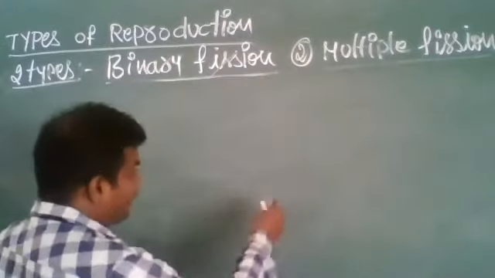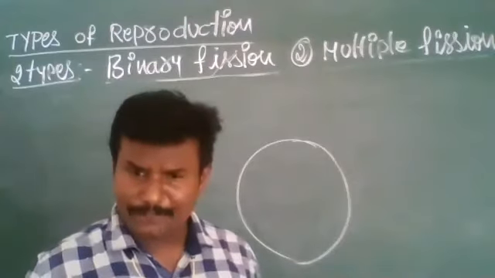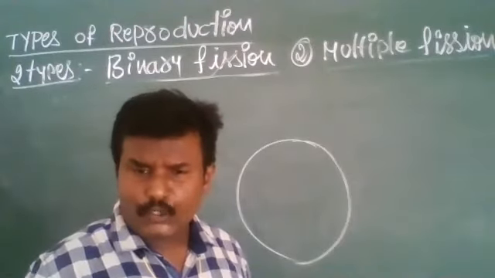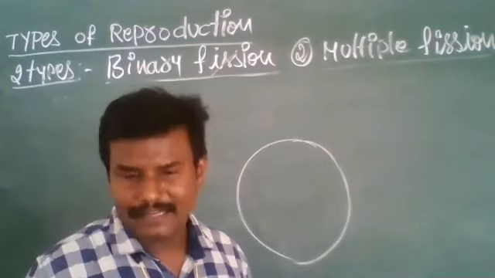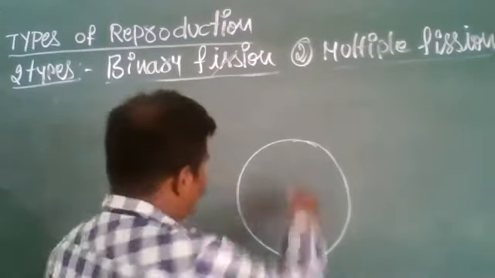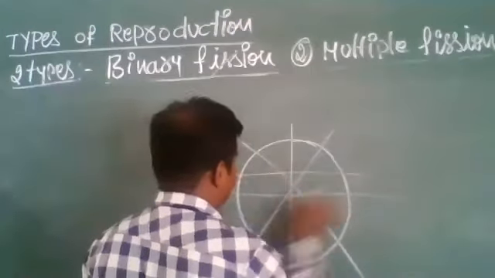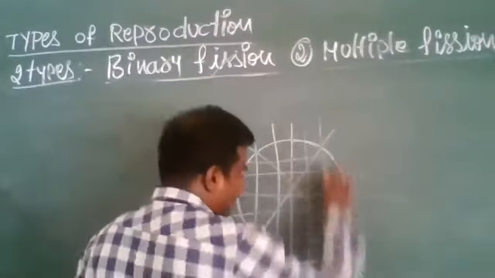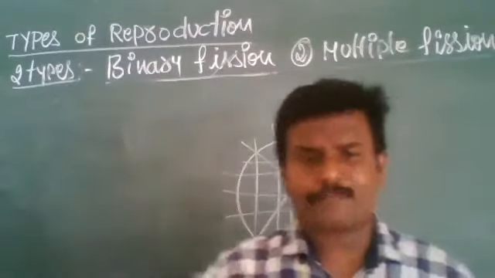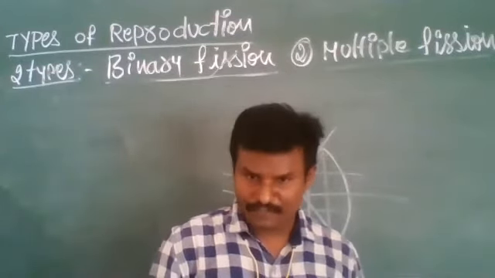In this one, assume this is the parental body. The parental body is divided into a number of fragments, multiple pieces, like this way. Each fragment develops into a new organism. That is called multiple fission.